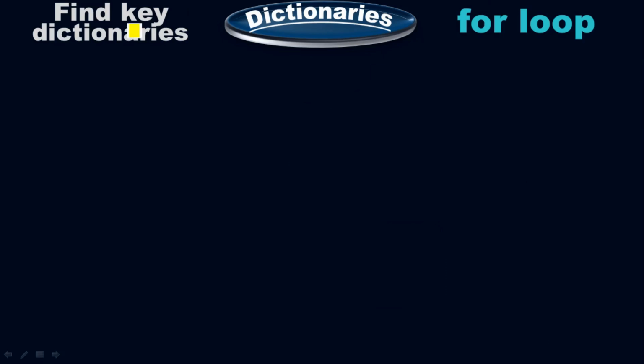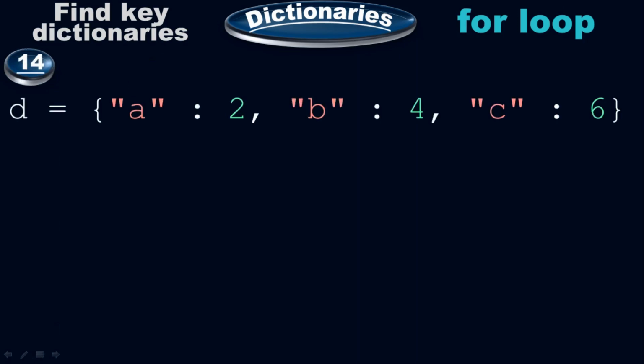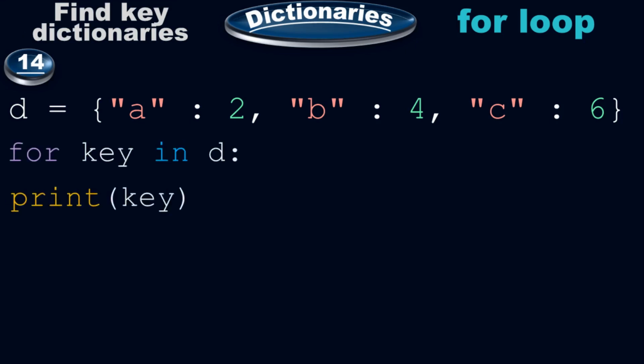Now let's see how to find the value of the dictionaries using the for loop. In this session we will try a for loop to find the value of the dictionary. Example number 14, where I have d equals a:2, b:4, c:6. For key in d, take the print of key, it will return this output. As I told you, I'm using a for loop to find the value of the dictionary.